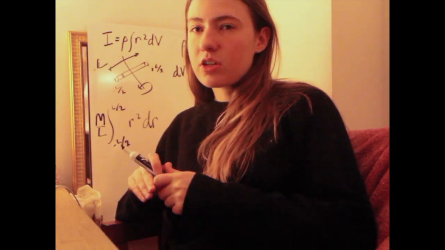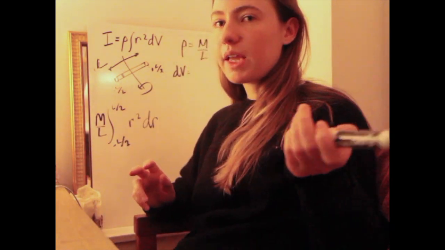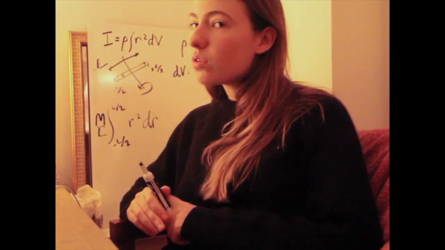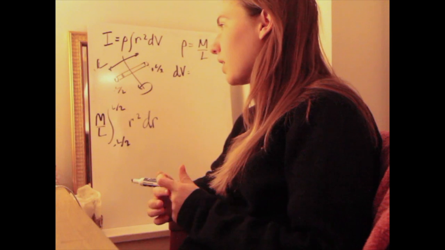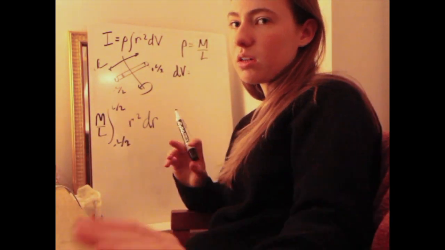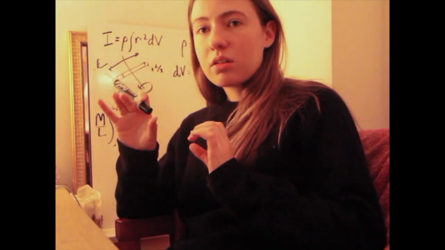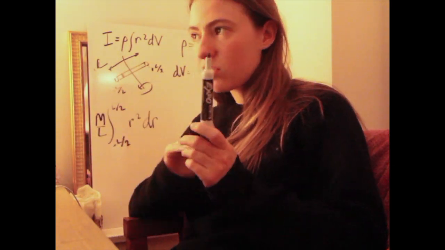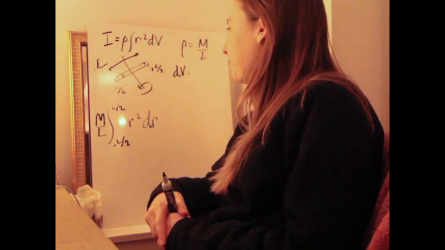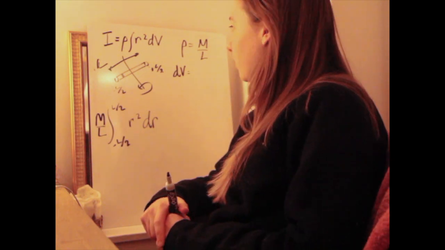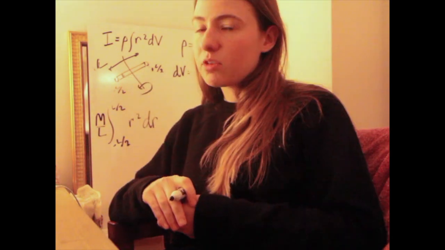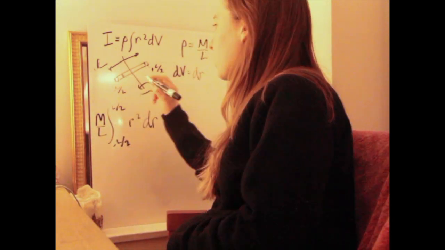So the main things that are going to change for each of these derivations are the bounds and the expression for the density and the dV, the little volume that you're considering. In this case, the density is going to be equal to the total mass over the length. We are not considering any negligible width or anything. It's just a rod, a very ideal object. And then our expression for dV is going to be a little piece along here. So I'm just going to say that it's dr.